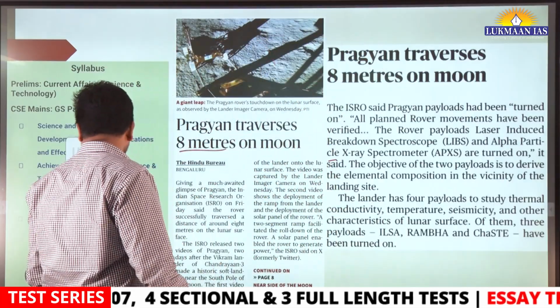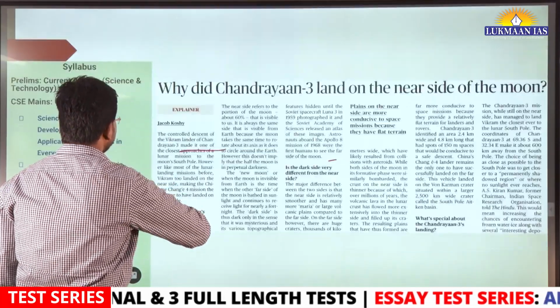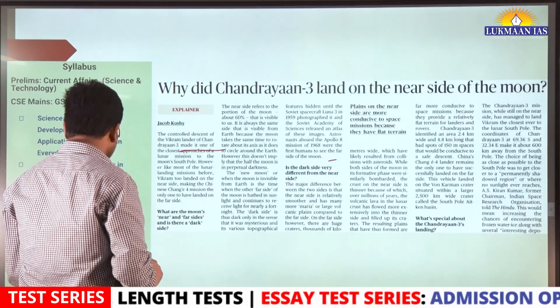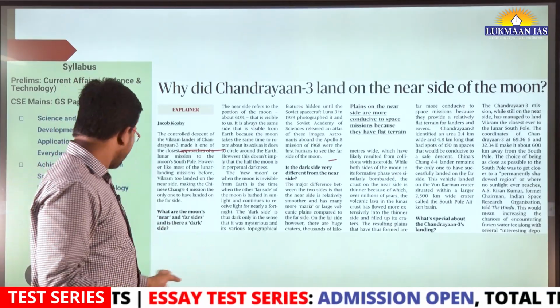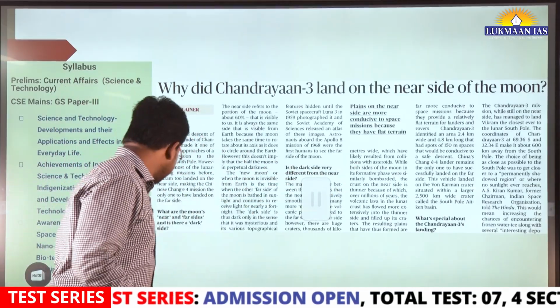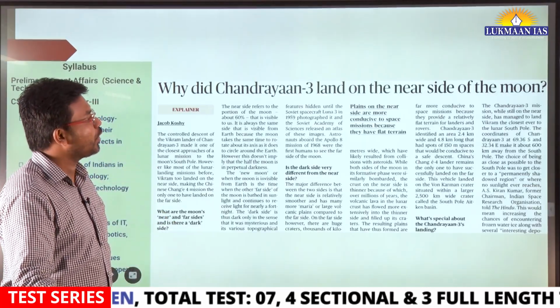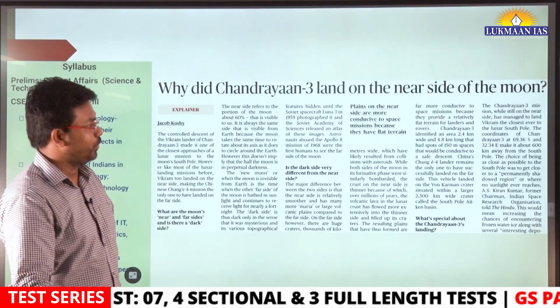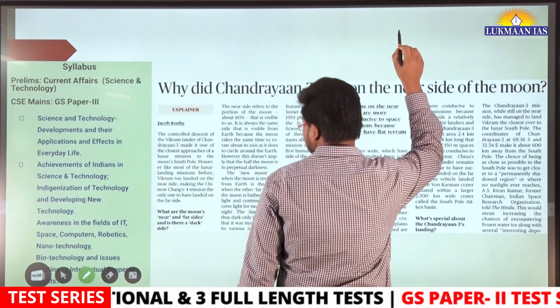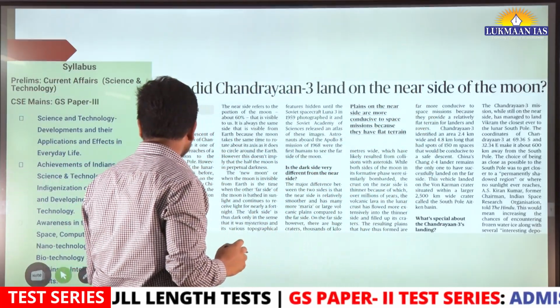So with this, we will try to solve some questions. Also, we have another topic, which is related to the previous topic itself. This topic says, why did Chandrayaan-3 land on the near side of the Moon? Now we need to understand what the near side of the Moon is and what the far side of the Moon is.